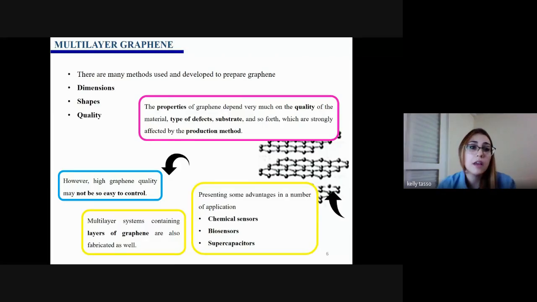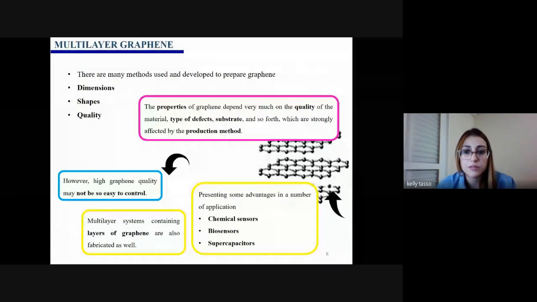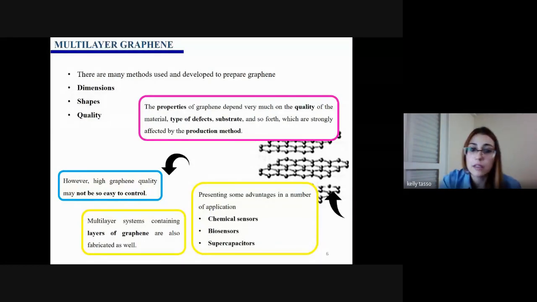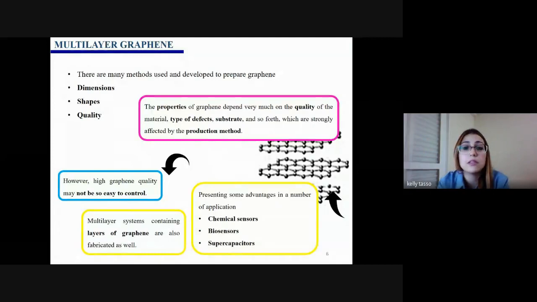About graphene, its properties depend very much on the quality of the material and type of defect, being strongly affected by the production process. However, high graphene quality may not be easy to control, and multi-layer systems containing layers of graphene are also fabricated, presenting some advantages in a number of applications, including chemical sensors, biosensors, and supercapacitors.